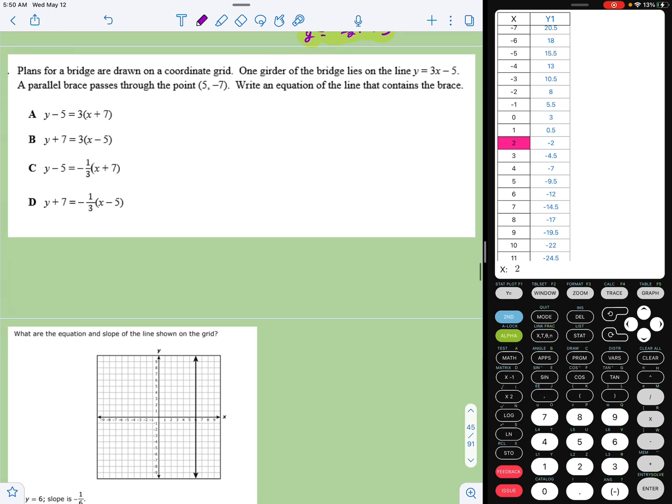All right, now for the next one. It says, plans for a bridge are drawn on a coordinate grid. One girder of the bridge lies on the line y equals 3x minus 5. A parallel brace passes through the point (5, -7). Write an equation of the line that contains the brace. Remember, the parallel brace contains the point (5, -7).